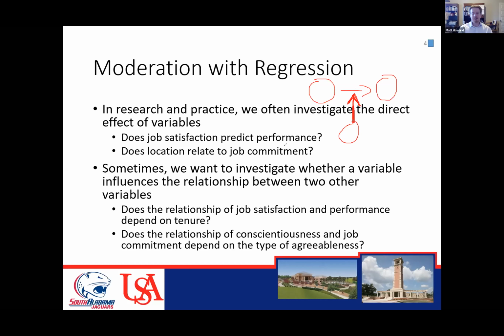Some examples of questions you can investigate with moderation would be something like, does the relationship of job satisfaction and performance depend on your tenure? It could be that job satisfaction and performance have a really strong relationship if you're a newcomer to the company, but if you're an old timer, if you've been there forever, it doesn't matter what your job satisfaction is, your performance is going to be the same. So in that case, the relationship between job satisfaction and performance would depend on your tenure, because it could be really strong if you're new, but really weak if you're old in the company. If we were to draw that visually, it would look something like this, where you have job satisfaction predicting performance, and then we have tenure, and tenure influences that relationship between job satisfaction and performance.